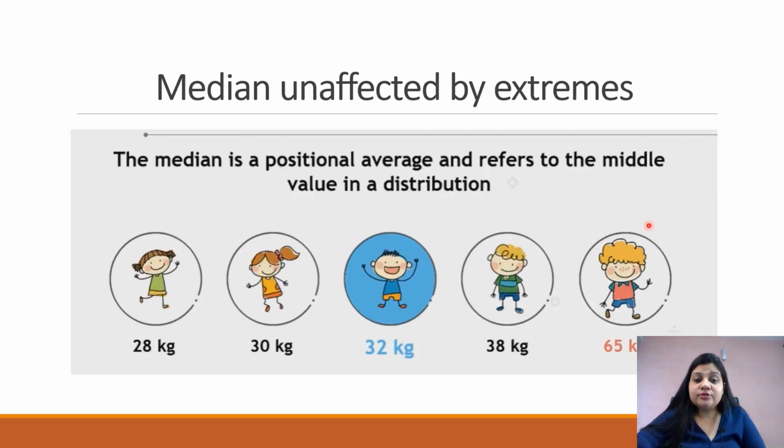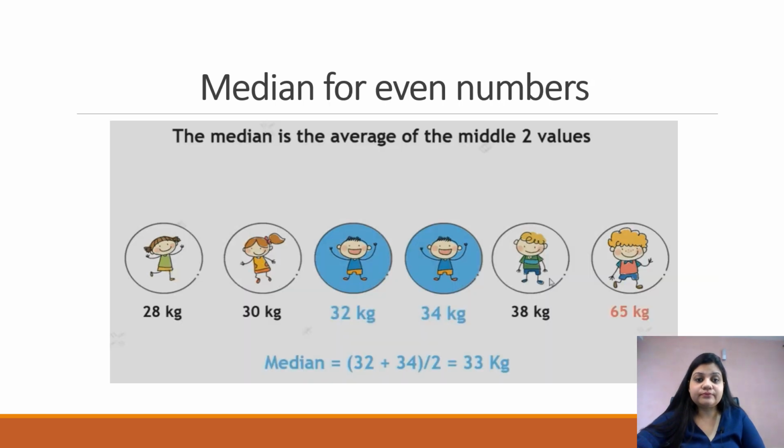So as I just told you, median is not affected by extreme values or outliers. Now in this case, if one person comes with a weight of 65 kg instead of 40 kg, my median will remain the same. So in case of outliers, we prefer median as compared to mean.